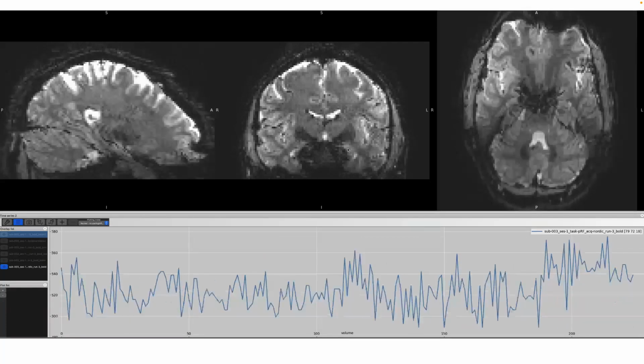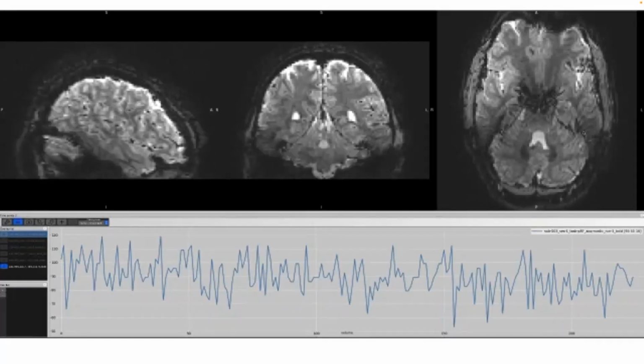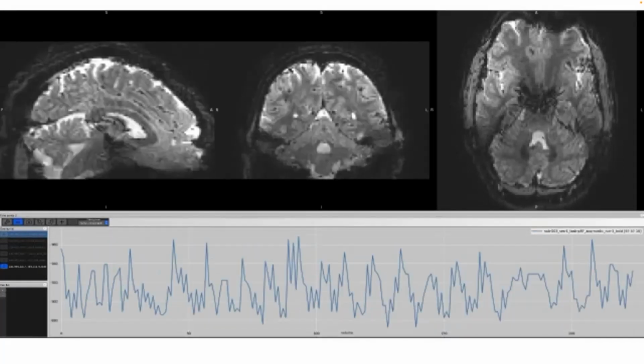Thing is, you don't actually see these veins if you're scanning at a lower resolution. If your voxels are larger, you're going to have some gray matter, some vein, right? So everything blurs together a bit. So these are such good data.